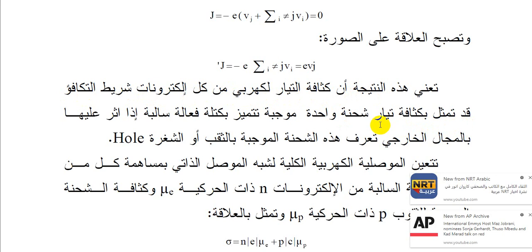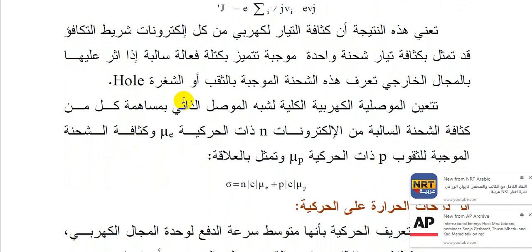The result signifies that the electrical current density of each of the equivalence band electrons is represented by a single positively charged current density characterized with a negative effective mass. In case the exterior fields are effective, the positive charge will be denoted as the gap.